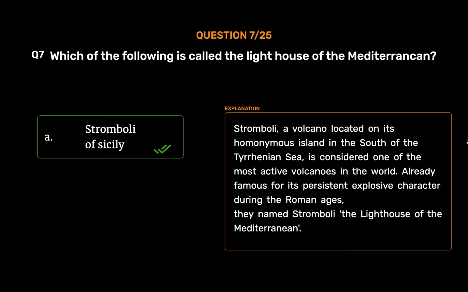Stromboli of Sicily. Stromboli, a volcano located on its homonymous island in the south of the Tyrrhenian Sea, is considered one of the most active volcanoes in the world. Already famous for its persistent explosive character during the Roman ages, they named Stromboli the lighthouse of the Mediterranean.